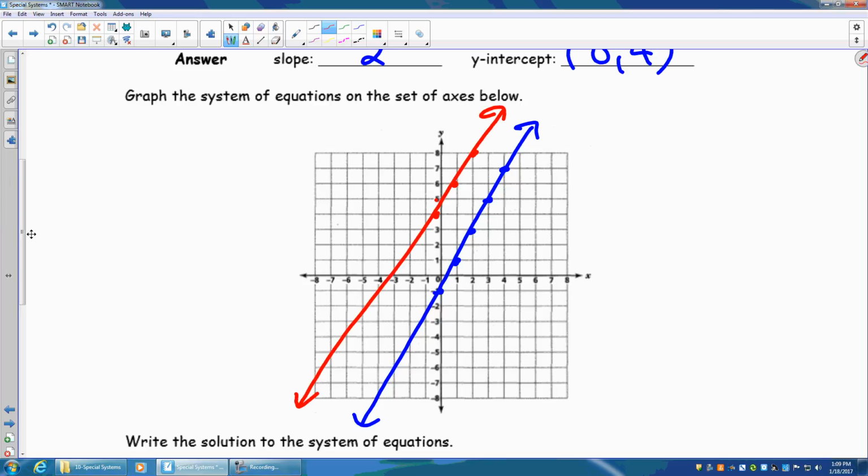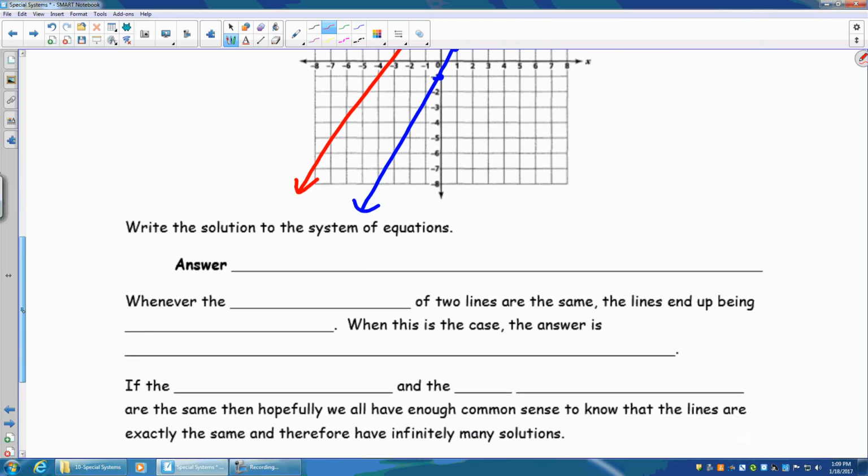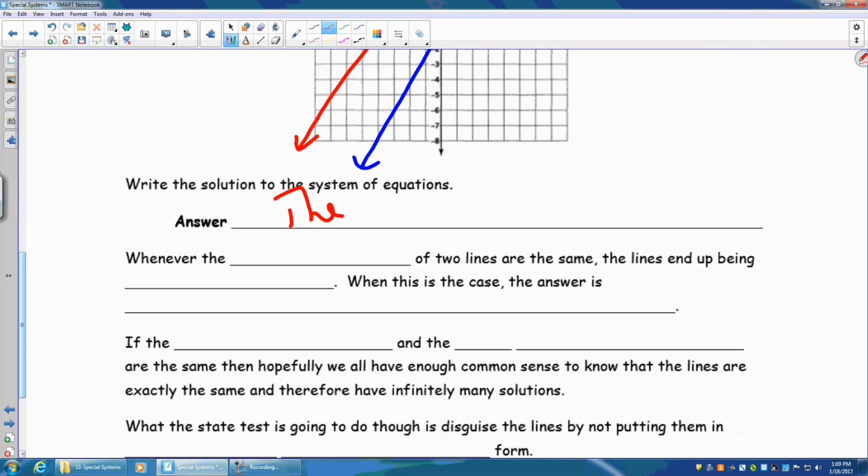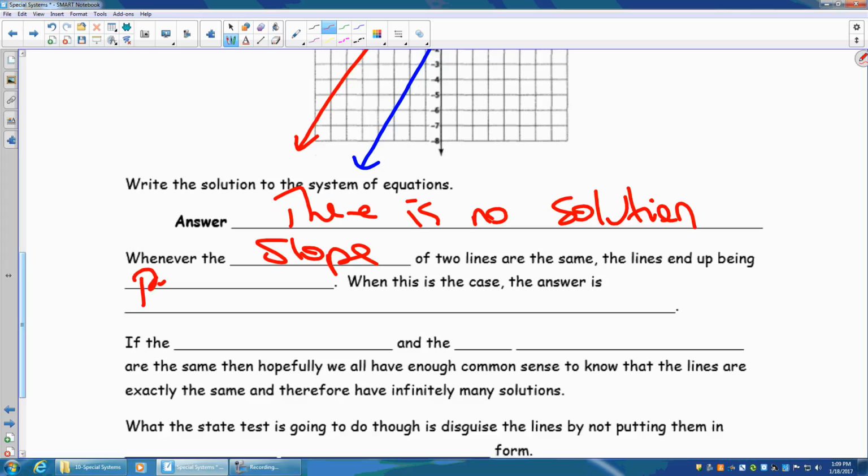We've seen ones like this before. If they're not going to touch at all, we say, how many solutions? There is no solution. And you actually need to say those words. You don't need to say the word parallel. But that is why there is no solution, because the lines are parallel. Whenever the slopes of the two lines are the same, the lines end up being parallel. And when this is the case, the answer is what we just said up here. There is no solution.